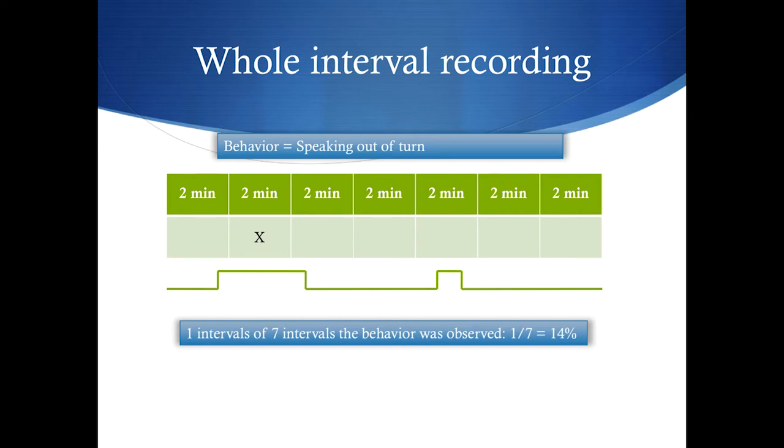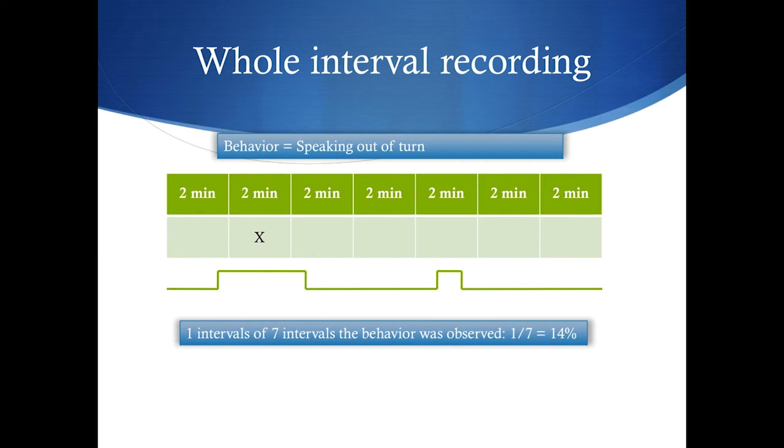Why? Because we changed our definition. Now we are focusing on whole intervals. Did the behavior happen for the entire interval? One interval out of seven, the behavior was observed for. Okay? Pretty straightforward. You got it? Make much sense?